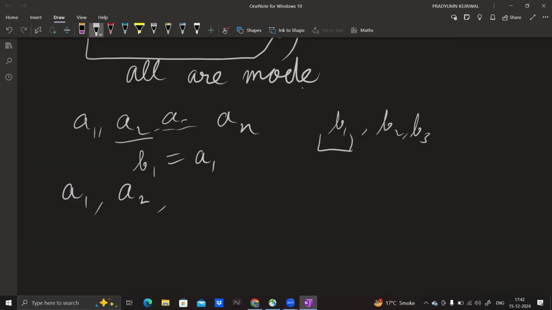Now let's say we have A3. Suppose A1 and A3 are equal, then I can basically add any other number and A1 will still be the mode. Let's say I add some dummy variable K. Then we can say that A1 is the mode of these three. So basically what I'm trying to do is create an array which has all distinct elements. And we can actually do that.